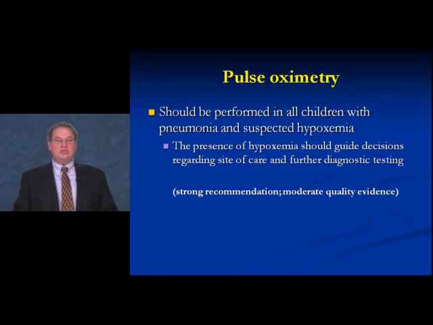So the first recommendation regards pulse oximetry. It should be performed in all children with pneumonia and suspected hypoxemia. Remember that the presence of hypoxemia should help guide decisions regarding the site of care and further diagnostic testing. So if you have a child who presents to your clinic with a low oxygen saturation, you're going to have a low threshold for considering transport to a place where they can get more definitive care, perhaps the emergency room or directly to the hospital. This recommendation had moderate quality evidence.